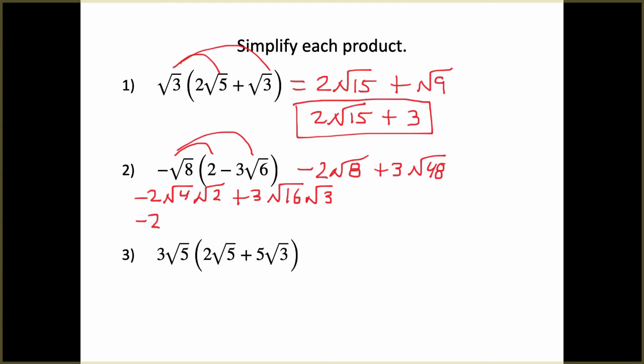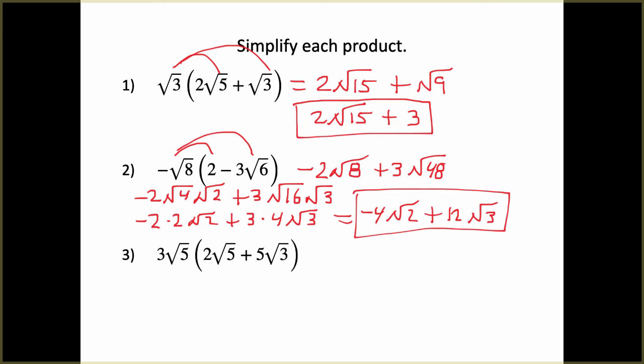So we have negative 2 times 2, square root of 2, plus 3 times 4. Square root of 16 is 4. Square root of 3. And this becomes negative 2 times 2 is negative 4, square root of 2. 3 times 4 is 12. So plus 12 square roots of 3. And this is my simplified form.